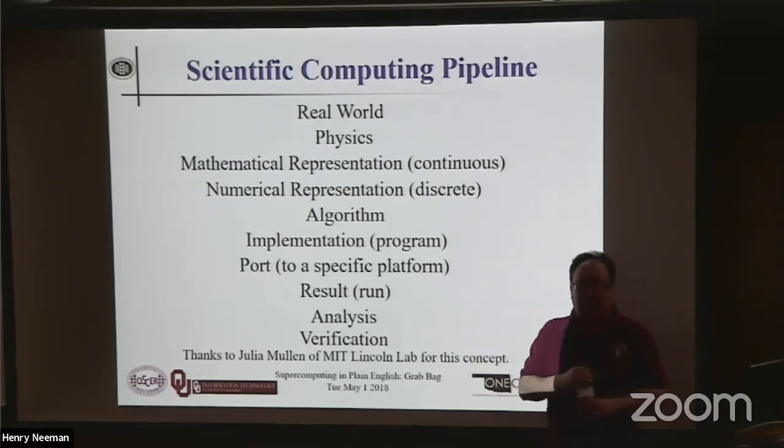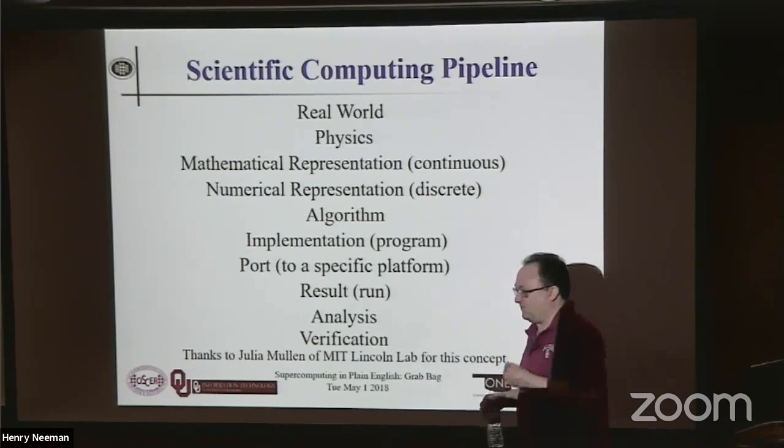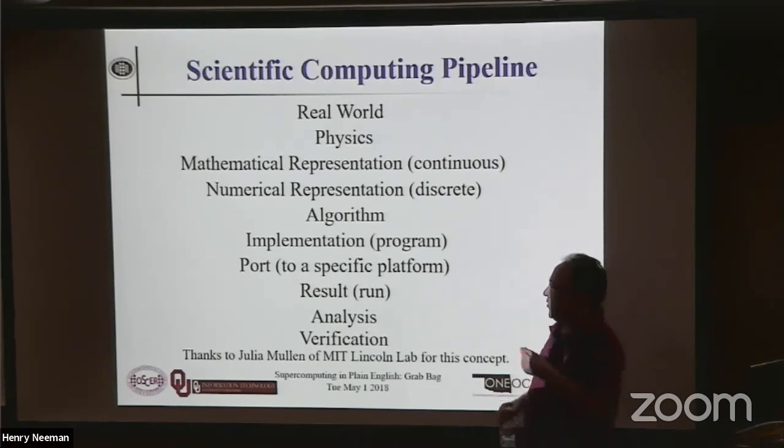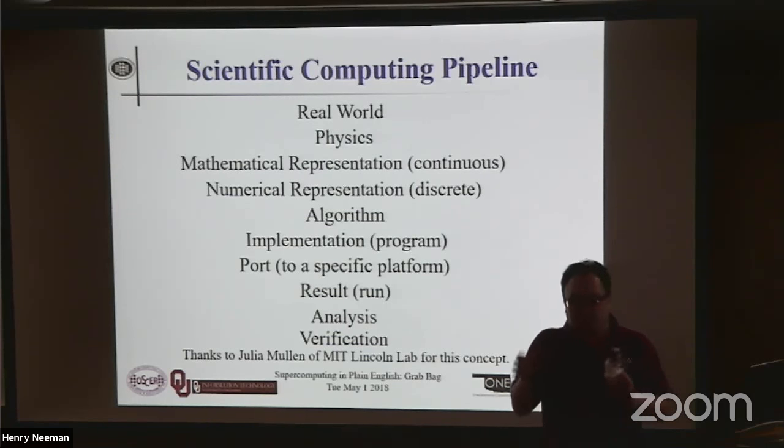Then you have to do some analysis. What does that result mean? And you have to verify that your code is actually working. And I'm always getting confused between verification and validation. One of them means the code works, and the other means the code represents the real world reasonably well. And I can never remember which one is which. And I can convince myself that either arrangement is the right one.